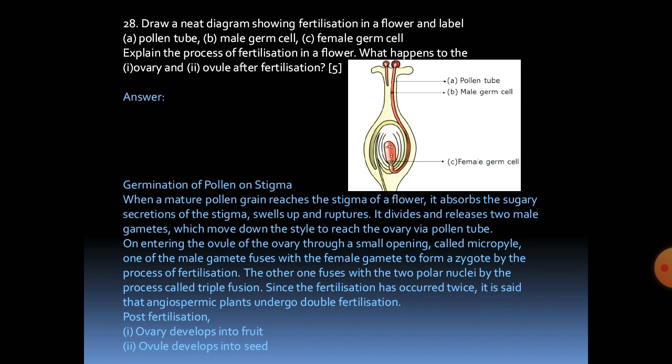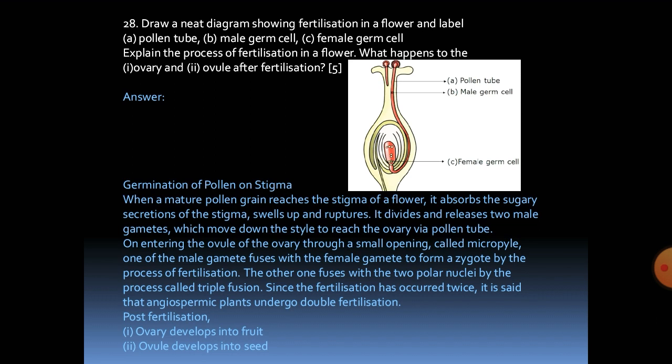When a mature pollen grain reaches the stigma of a flower, it absorbs the sugary secretion of the stigma, swells up and ruptures, and it divides and releases the two male gametes, as the pollen grain is carrying the male gametes. So when it enters the ovule of the ovary through a small opening called the micropyle, one of the male gametes will fuse with the female gamete and form a zygote, which is called fertilization, and the other will fuse with the two polar nuclei and form a PEN, and it is called triple fusion.